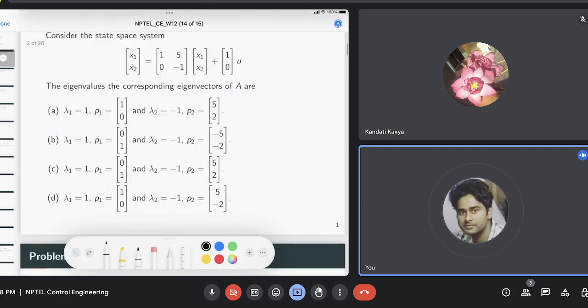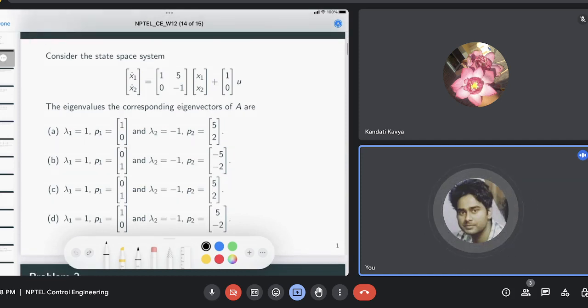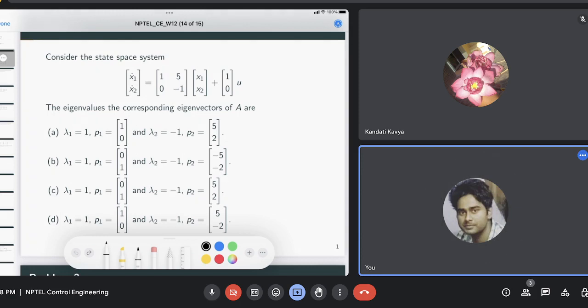We'll start. The first problem is very simple. We are given a state space representation, and we want to find the eigenvalues and the corresponding eigenvectors. That will help us in other design processes, or to compute the state transition matrix and so on.